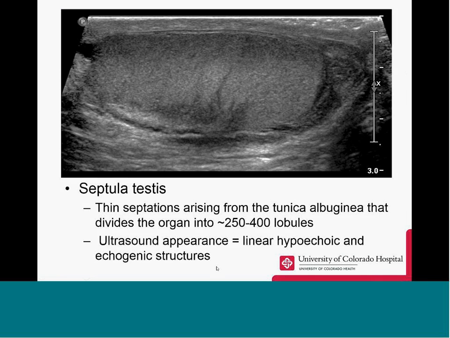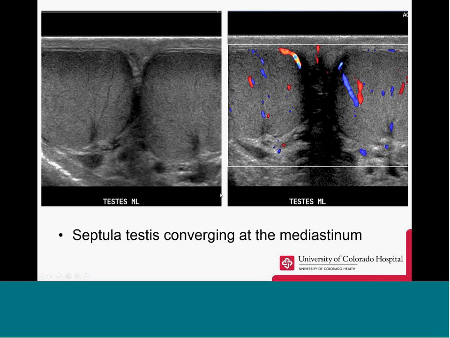The septula divide the testis into lobules, and arise from the tunica albuginea, the outer layer. Here, on ultrasound, they appear as linear hypoechoic or hyperechoic structures. This can be mistaken as orchitis. You would want to add color Doppler to see if you have increased flow. If you see this without increased flow, normal anatomy. Here we have some more images showing the septula testis, here converging at the mediastinum.